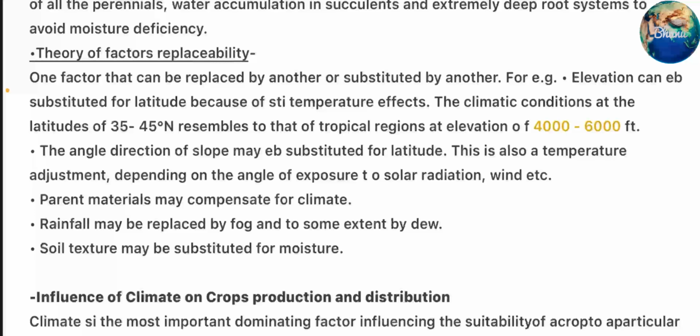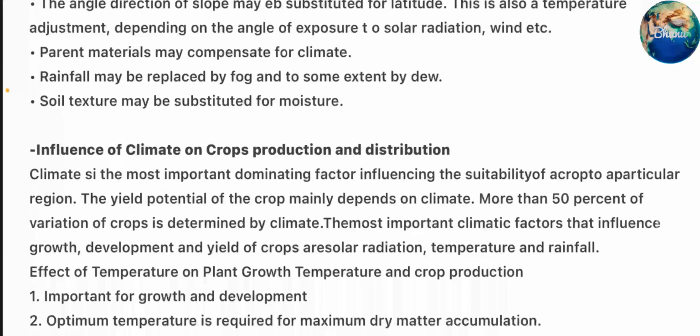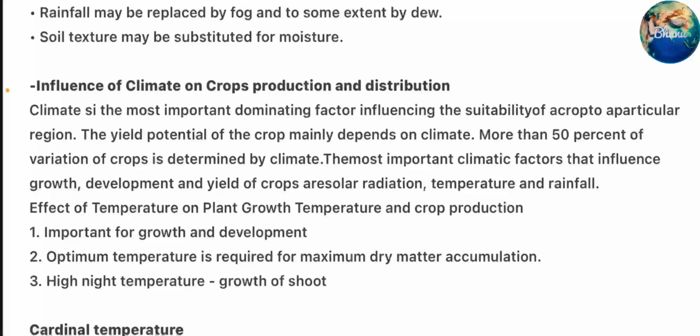Parent materials may compensate for climate. Rainfall may be replaced by fog and to some extent by dew. Soil texture may be substituted for moisture.